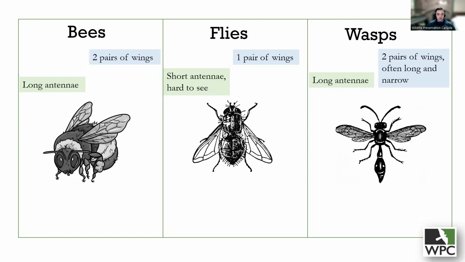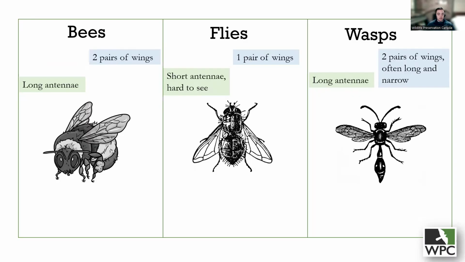Wasps also have longer antenna, but they're longer. So they have quite long antenna, and they get to be so long that oftentimes you'll see them hoop down almost in this swooshing manner. So a little bit different from bees, though again, they both have quite long antennae in comparison to especially flies.